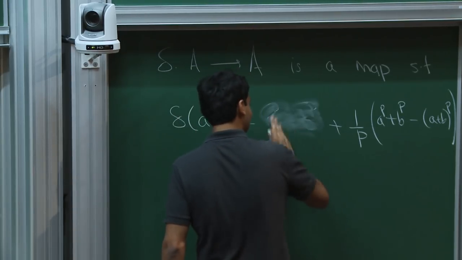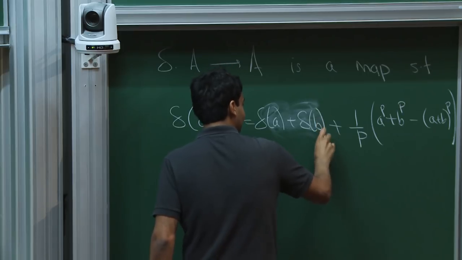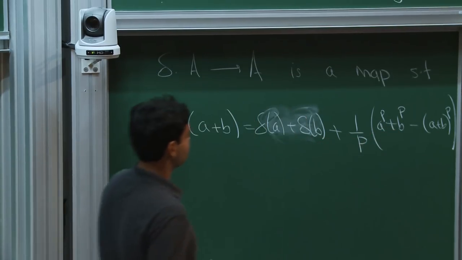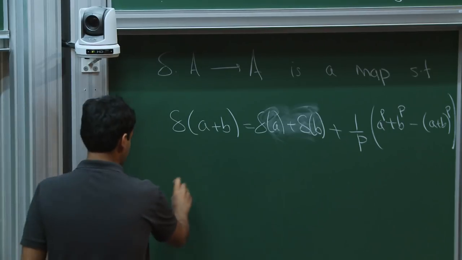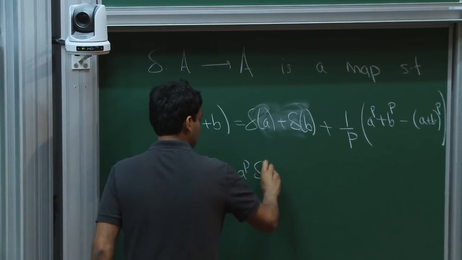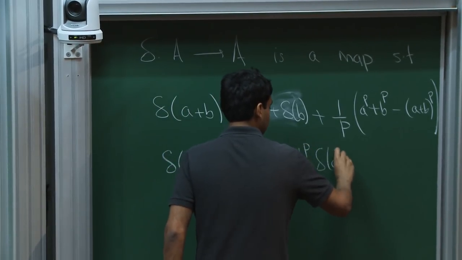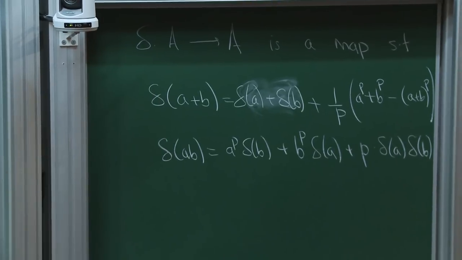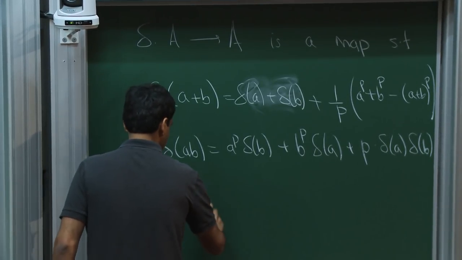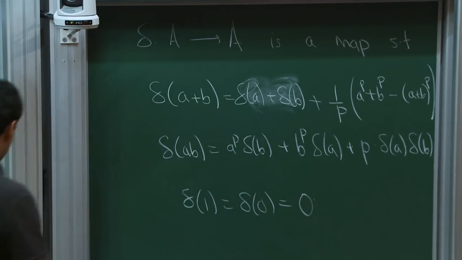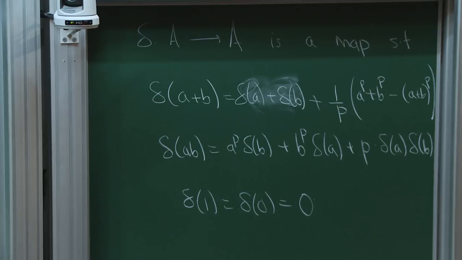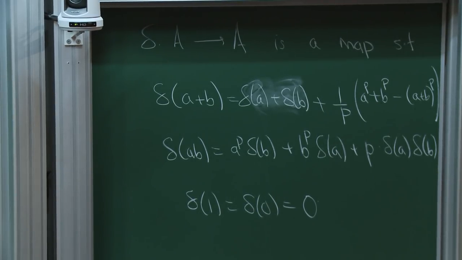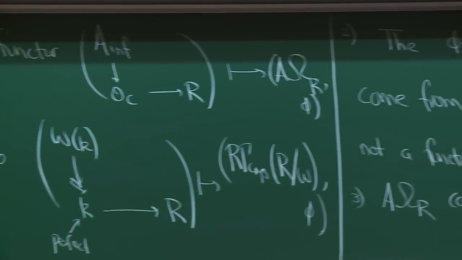Right, so you think of this gadget as a polynomial in a and b, and then it has integral coefficients, so you can evaluate it there. And then delta of ab is a^p delta(b) plus b^p delta(a), and then there is a fudge term, which is p times delta(a) delta(b). I'll explain where these come from. And then delta(1) and delta(0) are 0. These things are also called p-derivations, because they tend to lower the p-adic order of vanishing. I'll give examples, but let me first make a remark about where these formulas are coming from.